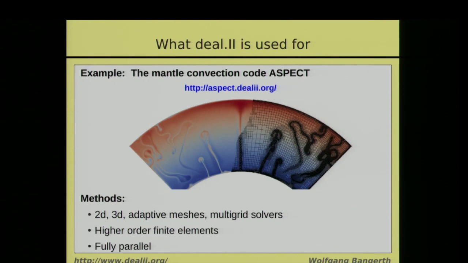People want to simulate this because they want to understand, for example, what it is that drives continental plates. What is it that drives mid-ocean ridges? Why do we have earthquakes and these sort of things? So that's the motivation for this code Aspect.